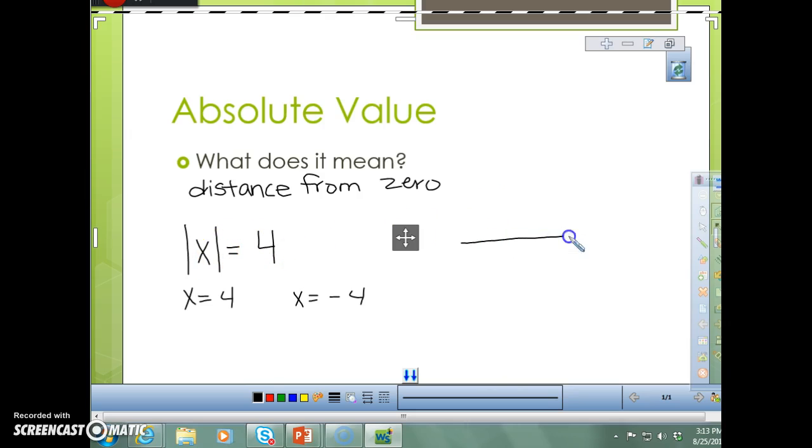So if you think about this number line, this distance is 4, and to the left of 0 is 4 units away. So it's both. That means we're going to be looking for 2 answers when we do these absolute value equations, because we can be to the right of 0, and we can be to the left of 0.